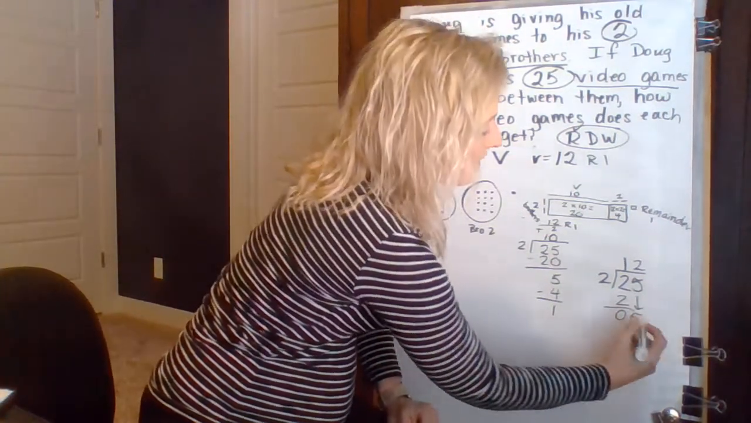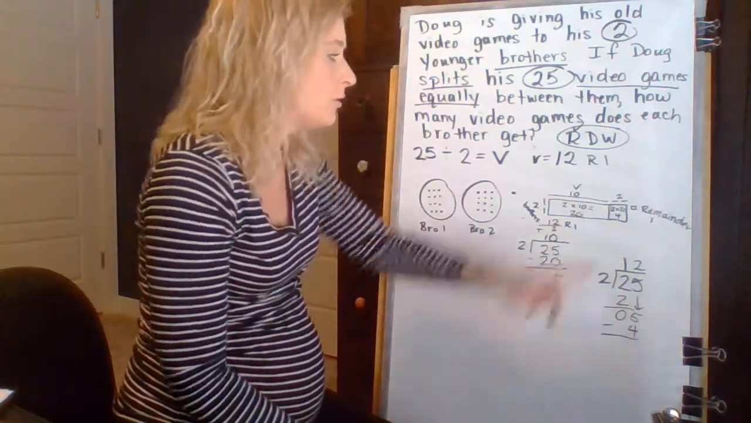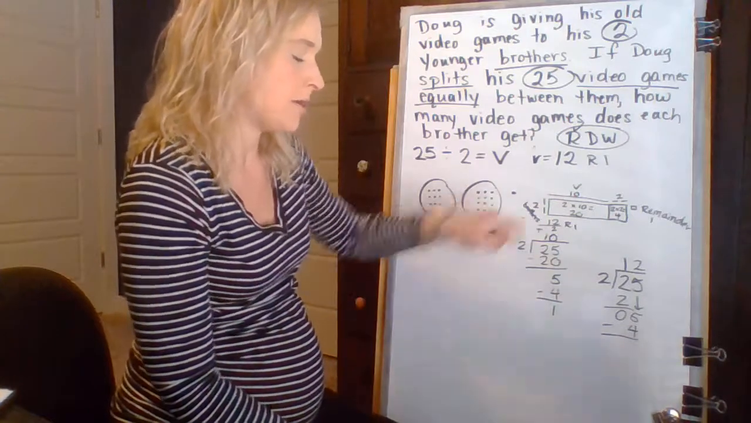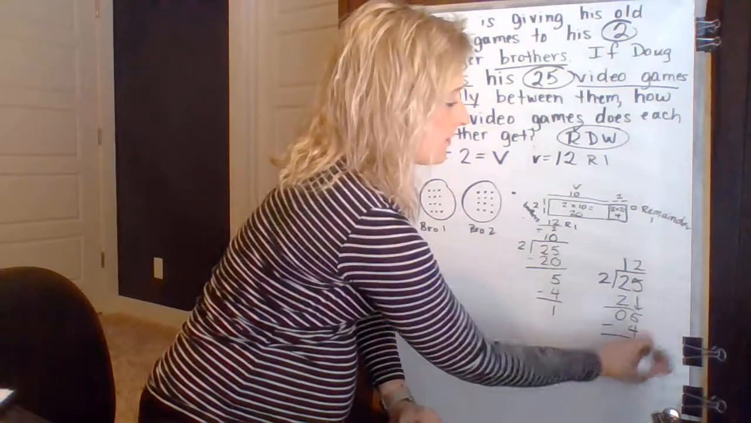2 times 2 is 4. But those are 2 ones, right? 2 ones. 2 groups of 2 ones is 4 ones, and then we have 1 left over.